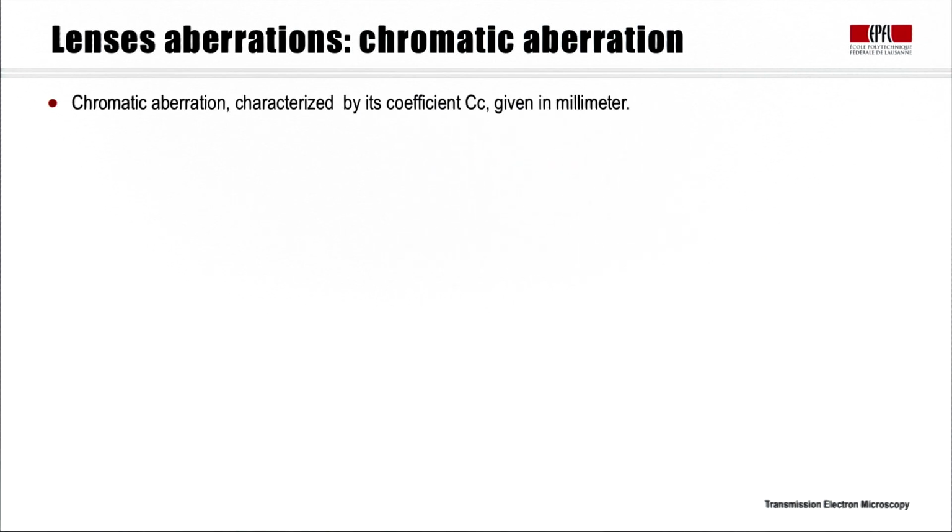The next aberration I want to discuss is the so-called chromatic aberration. Again, probably you know it. It's characterized by its coefficient Cc, given in millimeter. And in that case, it tells us that electron at lower energy or longer wavelength will be more focused by the lens. Again, let's try to draw this.